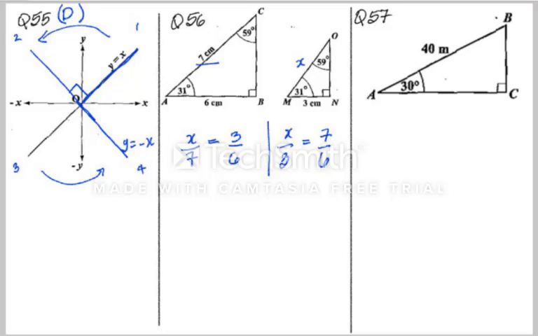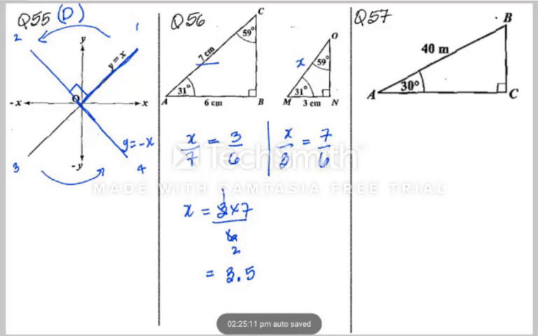All right, so let's find out what x is. To find out what x is, I'm going to have x is equal to 3 times 7 divided by 6. 3 into this is 1, 3 into this is 2. 7 divided by 2 is 3.5. X is equal to 3.5. All right, so the answer here is C.